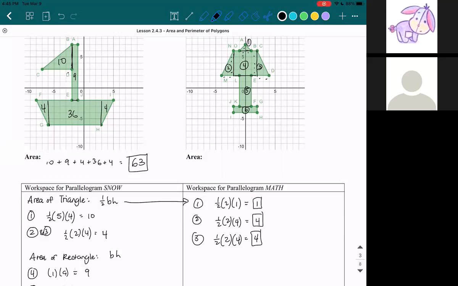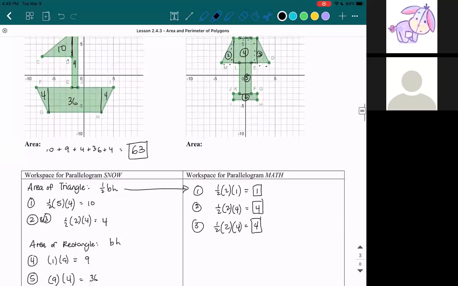Let's take a look at sections 4, 5, and 6. Remember that those are our rectangles, so I'm not going to rewrite the area of a rectangle formula. Just know that it's right there. Okay, so for section 4, base is 4, and the height is 4. It's actually a square, but a square is a type of rectangle, so that's totally fine. 4 times 4 is 16. The area of section 4 is 16.